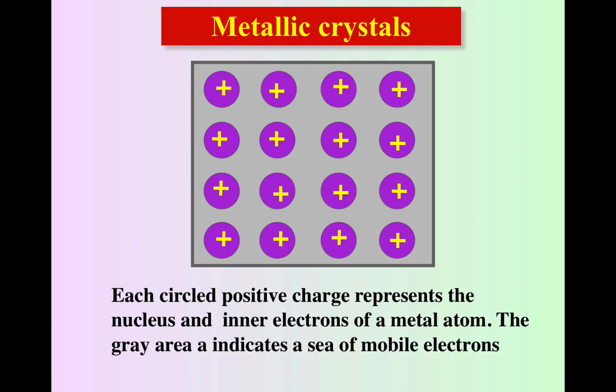So this is my rendition, right? We've got the core electrons and the nuclei at the lattice points, and the gray area represents this mobile sea of electrons, right? This overlapping of valence levels so that the valence electrons are shared throughout the crystal.